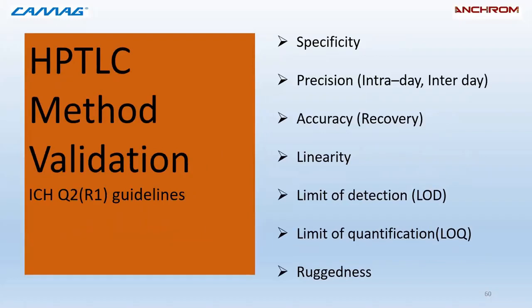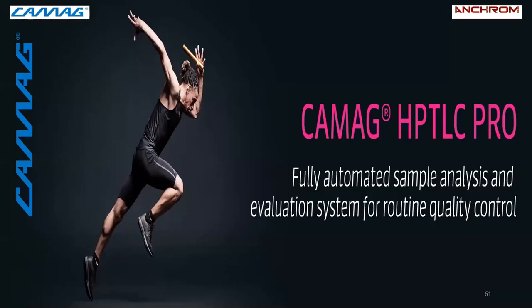Now, these are the HPTLC method validation parameters according to the ICH guidelines. They decided these parameters should be carried out to do validation. First is the specificity, then precision, intraday and interday, accuracy, linearity, then LOD, limit of detection, LOQ, limit of quantification, and ruggedness.